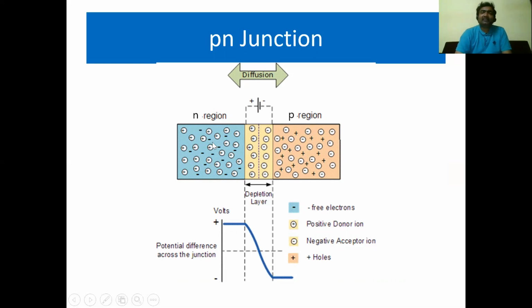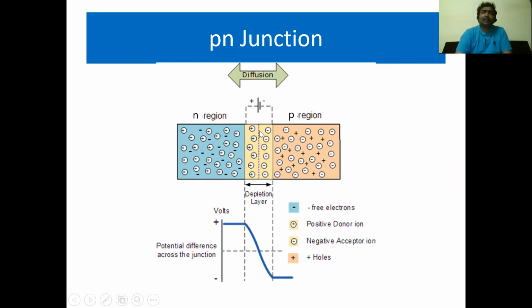At that instant when we join the n region and p region, the holes in the p region recombine with the electrons in the n region. Similarly, an electron in the n region recombines with a hole in the p region. In this way, in this particular space represented by the yellow region, electrons and holes are recombined. So this is called the space charge region. That means there is no charge. Our charges are depleted. Because of this, it is also called a depletion layer, and this is also called a PN junction.